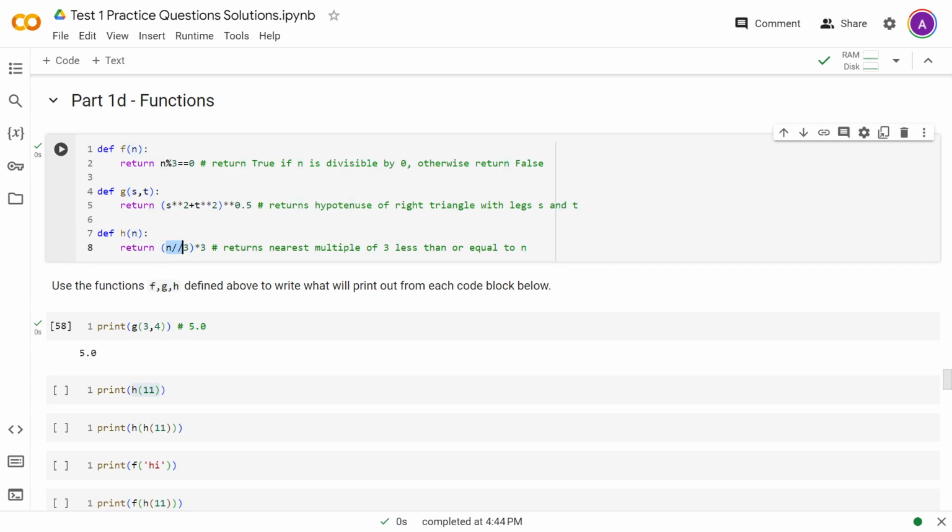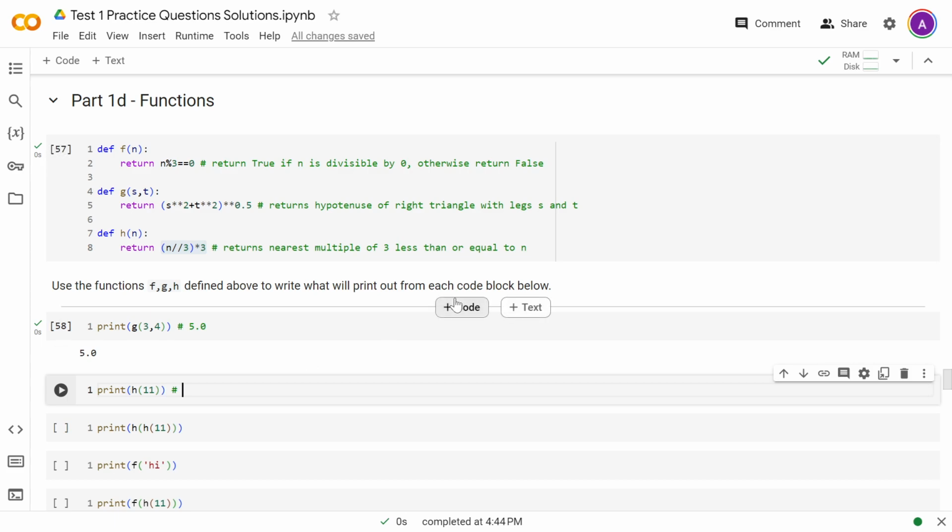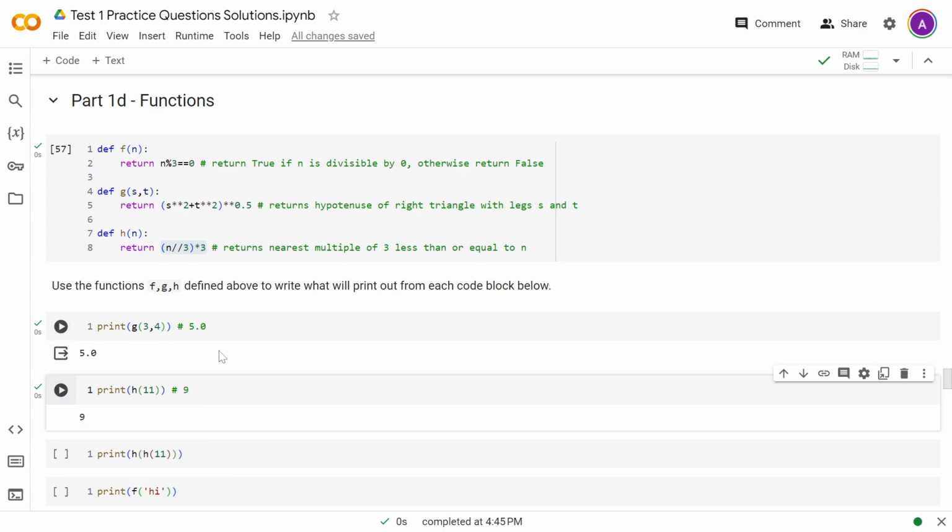So we're doing 11 double slash 3. 3 goes into 11 3 times. Then we're multiplying that by 3. So 3 times 3, so we're going to get 9. And that is going to be an integer, because double slash gives us back an integer.